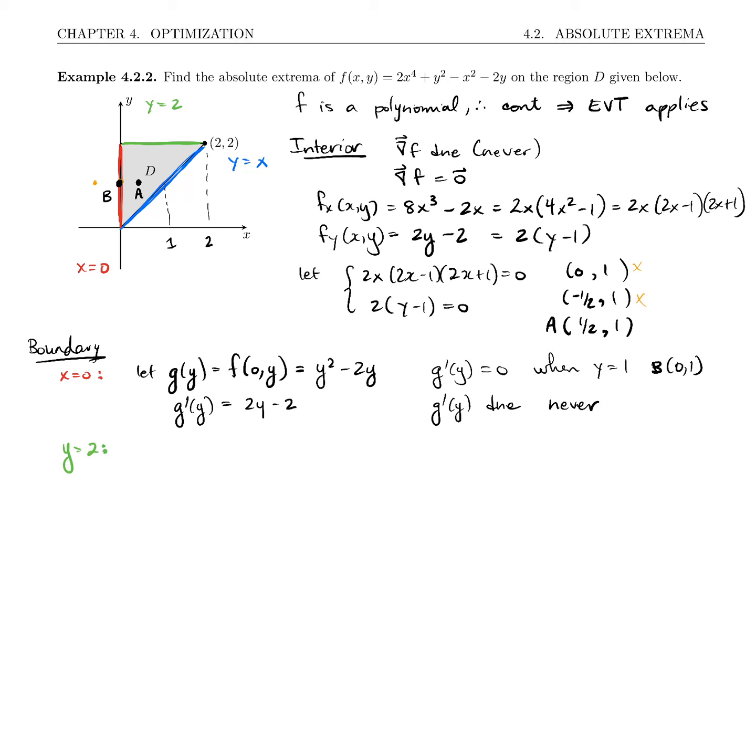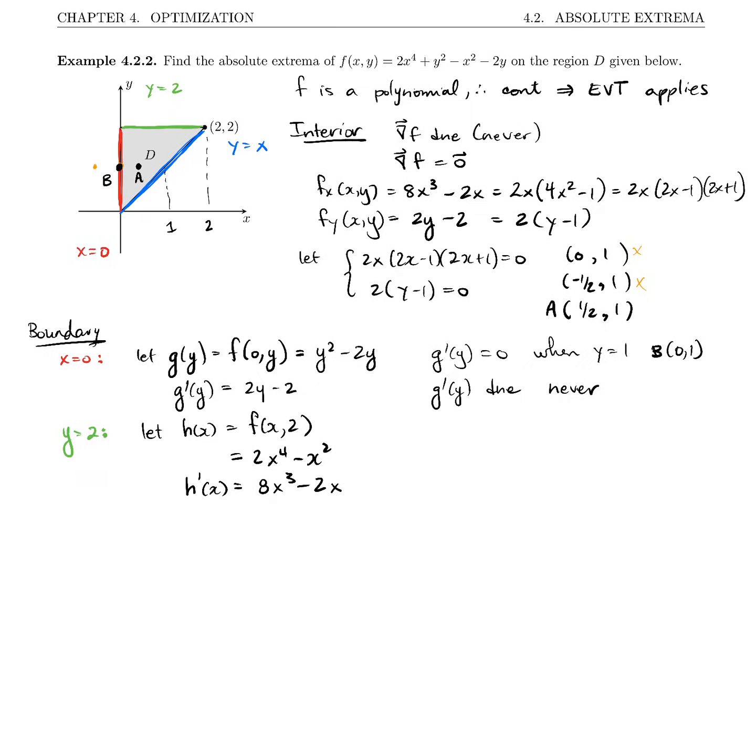Next boundary, let's look where y is equal to 2. In a similar fashion, we're going to create a function of a single variable h(x), which is going to be f(x, 2). And if we plug in y equals 2, we're going to get y^2 is 4, and 2 times y is 4. Those will cancel each other out, and so we'll have the function h(x) is 2x^4 - x^2. h'(x) is 8x^3 - 2x, and h prime is equal to 0.